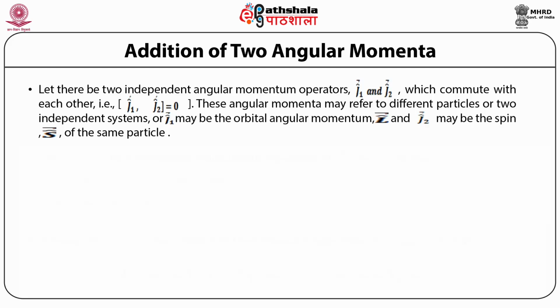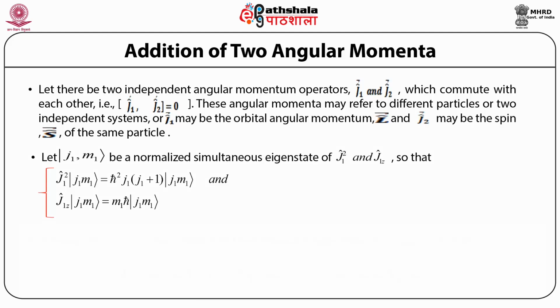Now, if we take the state vector for the first angular momentum, that is the ket vector J1 M1, where J1 is the angular momentum and M1 is the corresponding magnetic quantum number, then the ket J1 M1 can be normalized to simultaneous eigenstates of operator J1 square and operator J1Z, where operator J1 is the total angular momentum for state 1, and operator J1Z is the Z component of the angular momentum for the state J1.